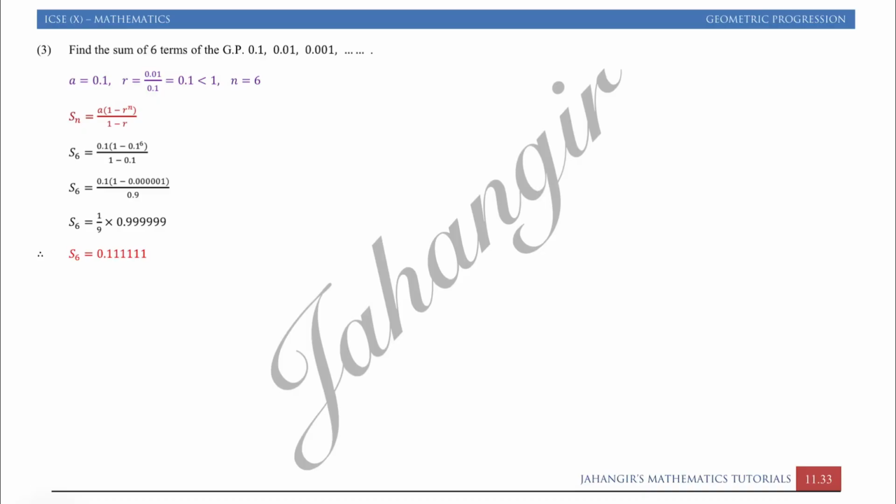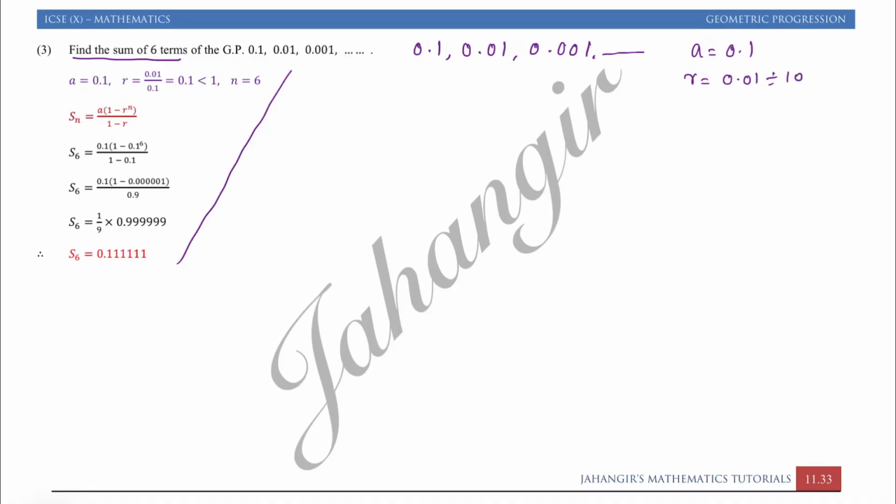Question number 3. Find the sum of 6 terms of the GP. GP is 0.1, 0.01, 0.001, and so on. So here my first term is A, that is 0.1. Common ratio is second term upon first term.